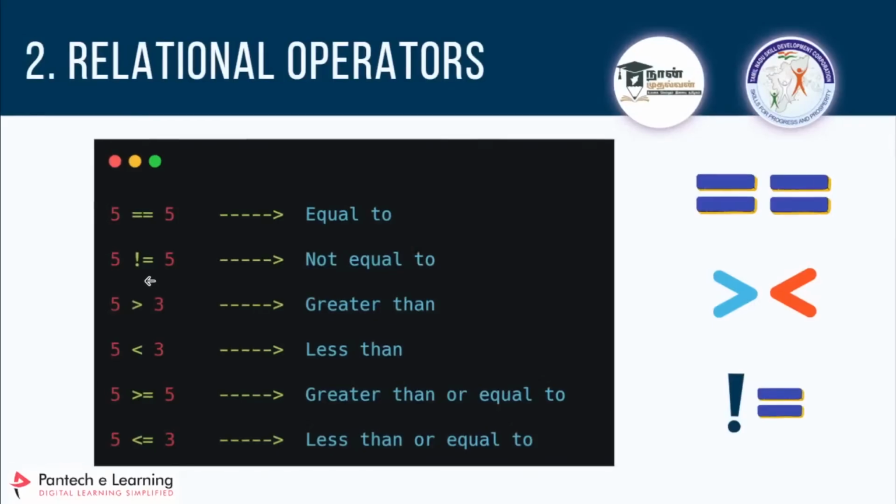And the next one will be the not equal to sign. If you want to check whether one is not equal to another one, you can check with the exclamation mark and equal to sign. So this is going to check whether both are not equal. If they are not equal, it is going to give me true. If they are equal, it is going to give me false.